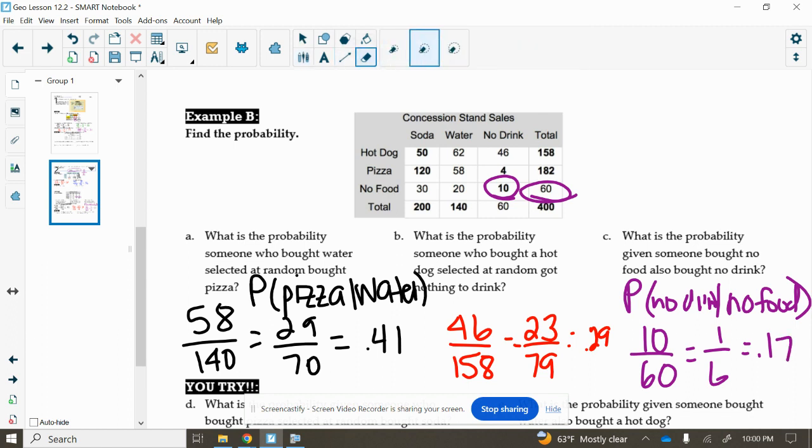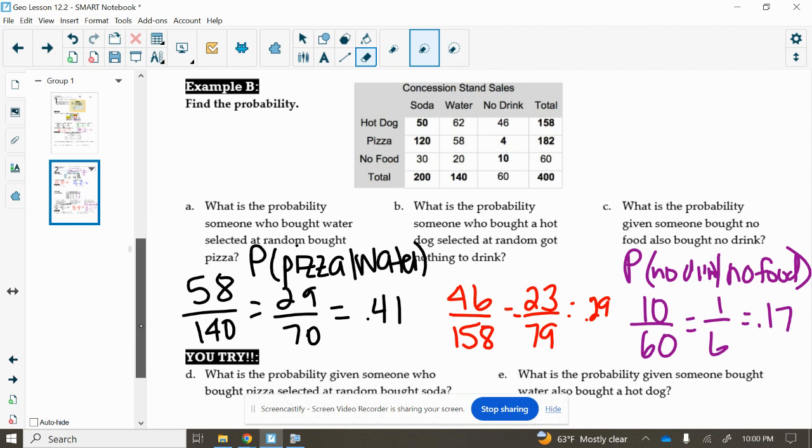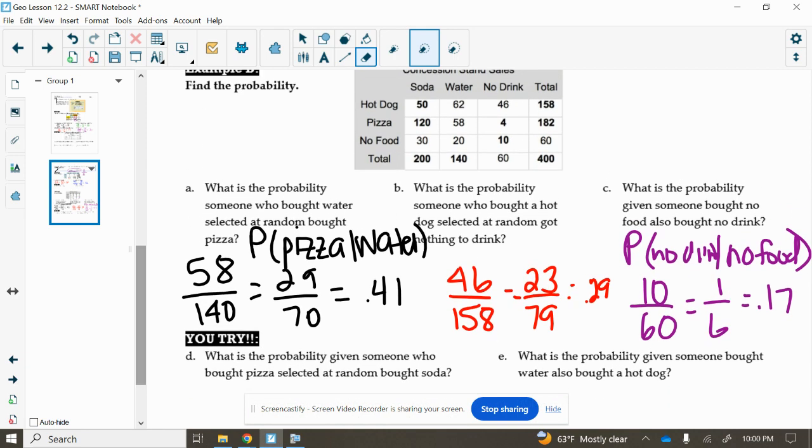All right, it is your turn then to finish this out. You are going to look at the chart. What is the probability of someone who bought pizza, selected at random, also bought a soda? And what is the probability, given someone bought water, that they also bought a hot dog?